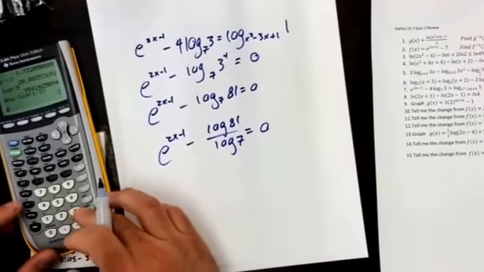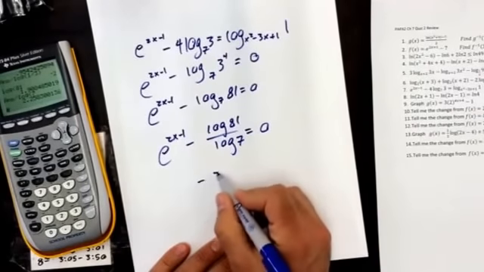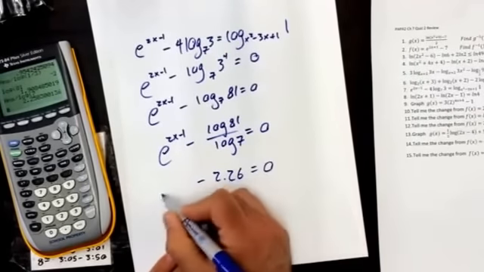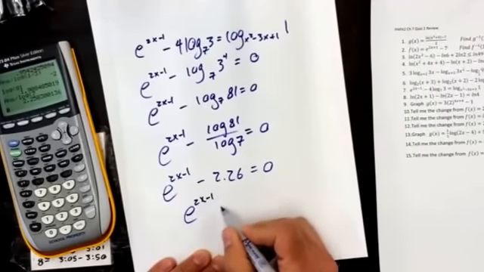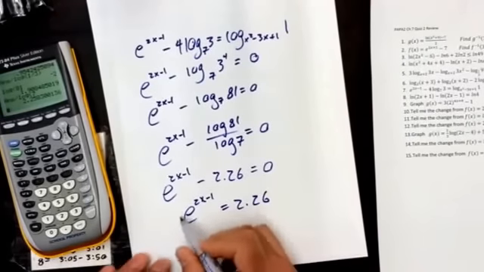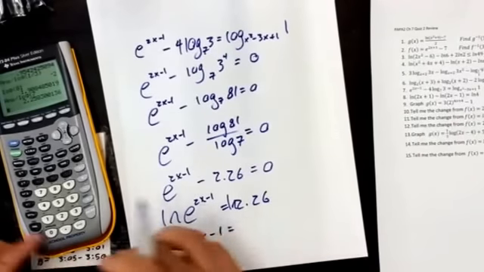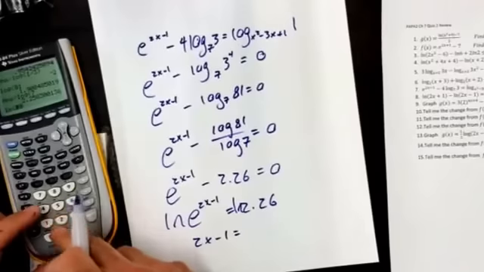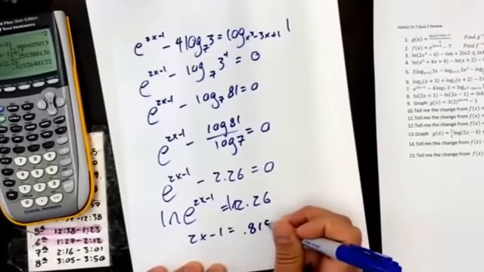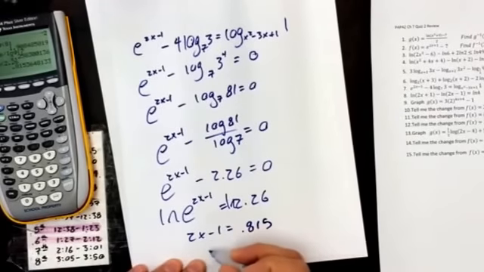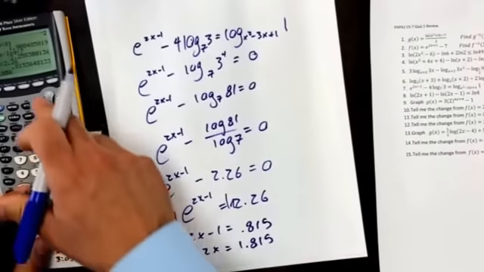So the log of 81 divided by the log of 7 tells me 2.26 approximately. Now I'm going to add it over. To get rid of the e, I'm going to do the natural log of each side. The natural log of 2.26, 0.815. Add 1. And then divide by 2.